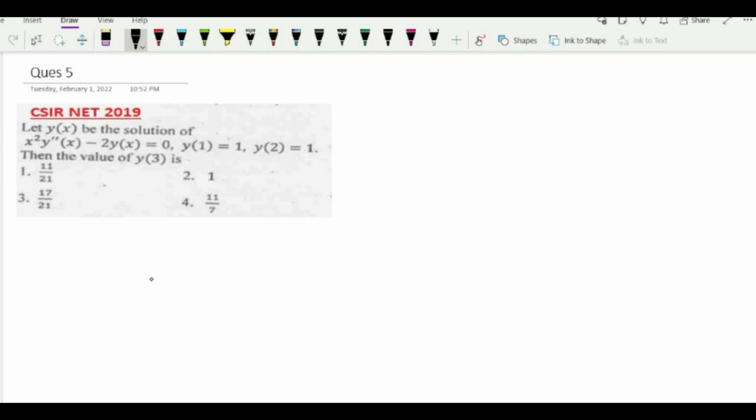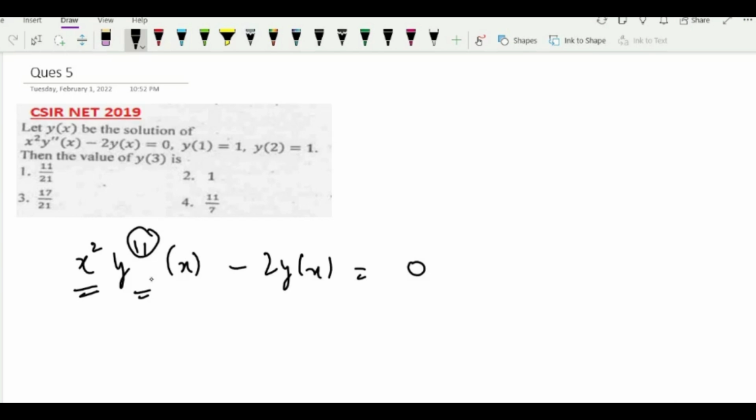So this is a very simple question. As you can see, the given equation is a Cauchy-Euler equation. The power of x is matched with the derivative order. Here the power of x is 0 and there is no derivative, equal to 0. So this is a Cauchy-Euler equation. We just replace x = e^t.